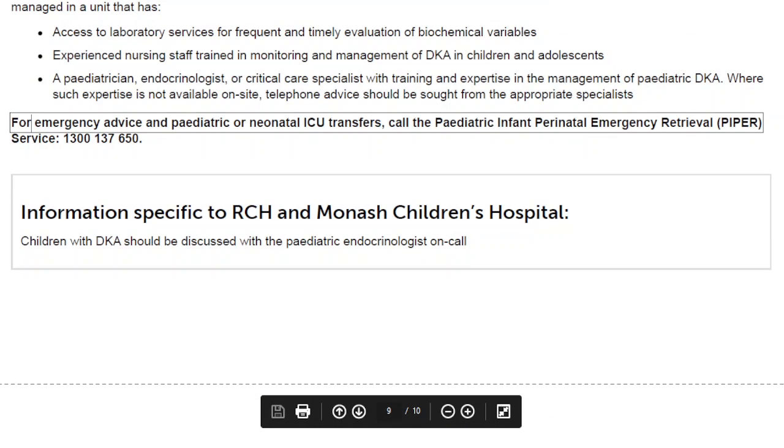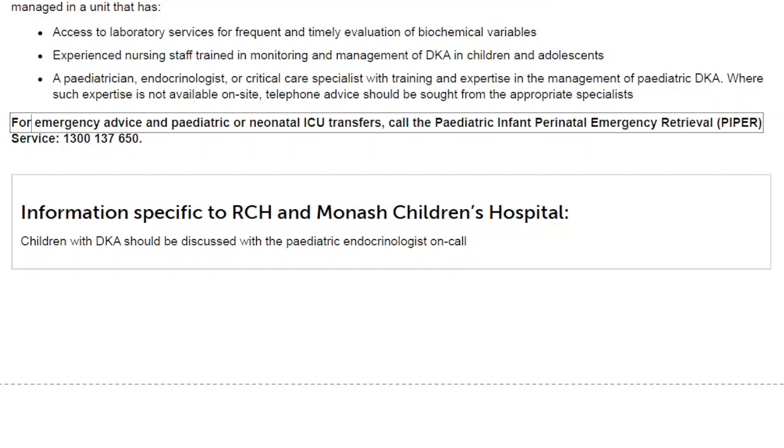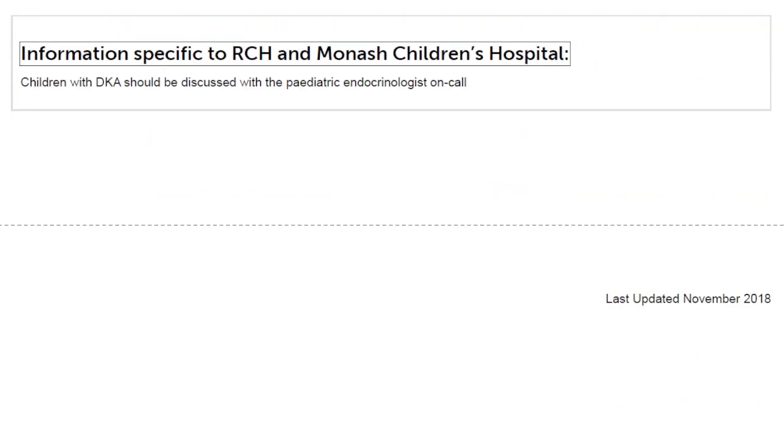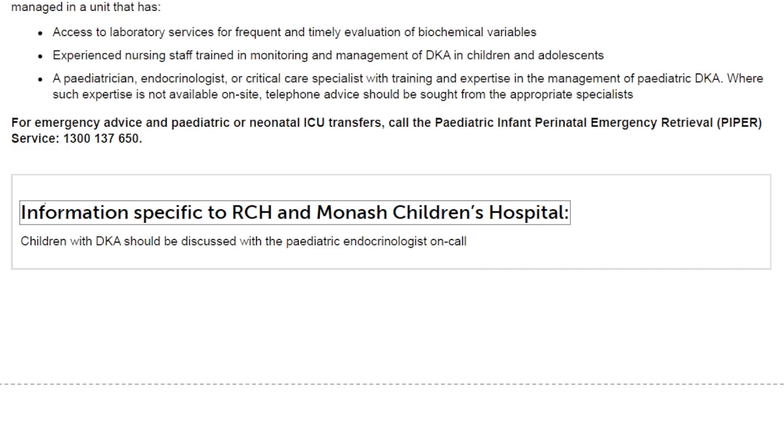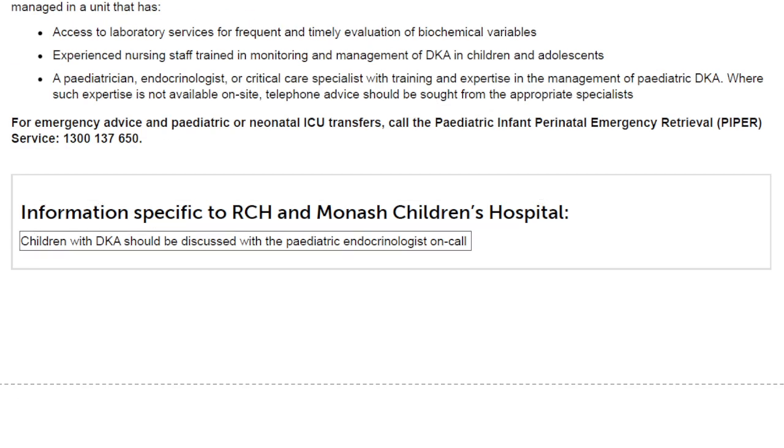For emergency advice and pediatric or neonatal ICU transfers, call the Pediatric Infant Perinatal Emergency Retrieval Service, 1300. Information specific to RCH and Monash Children's Hospital. Children with DKA should be discussed with the pediatric endocrinologist on call.